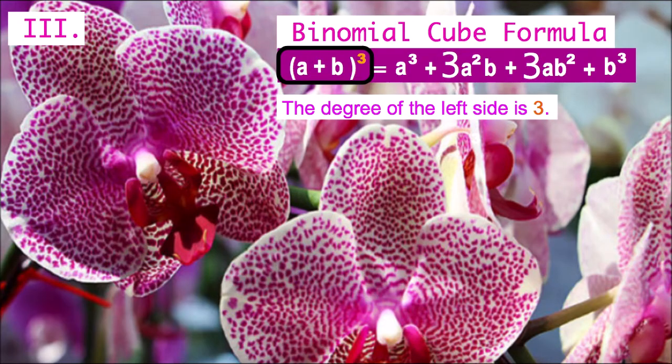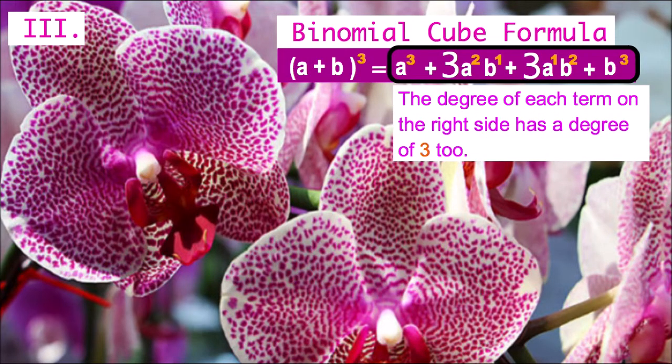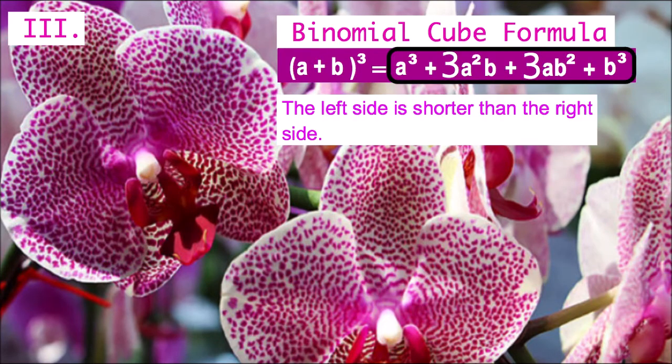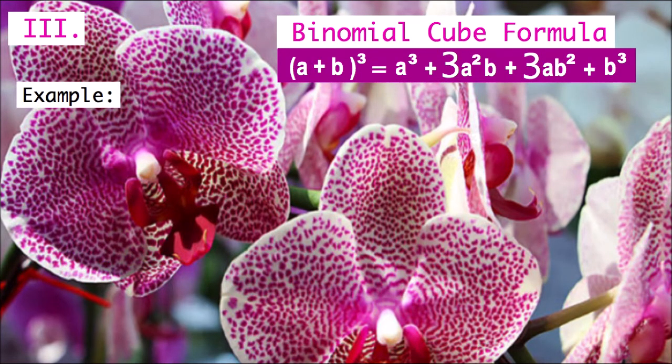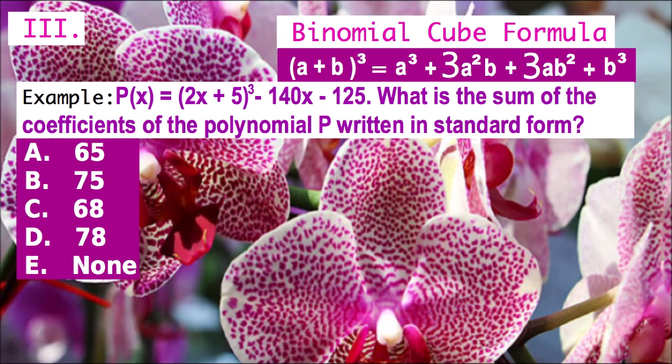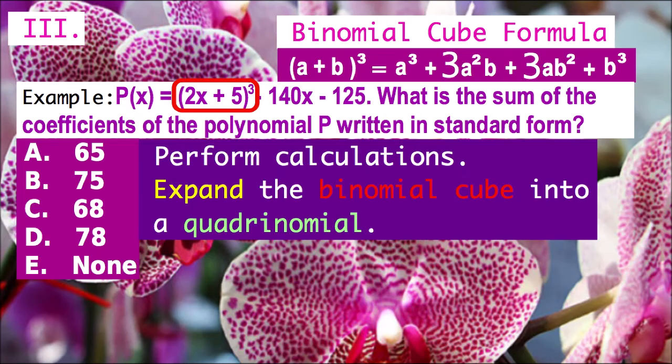The degree of the left side is 3, and each term on the right side has a degree of 3 as well. The left side is shorter than the right side. Example: P of x equals the quantity 2x plus 5, everything cubed, minus 140x minus 125. What is the sum of the coefficients of the polynomial p written in standard form? So let's perform calculations. Expand the binomial cube into a quadrinomial.